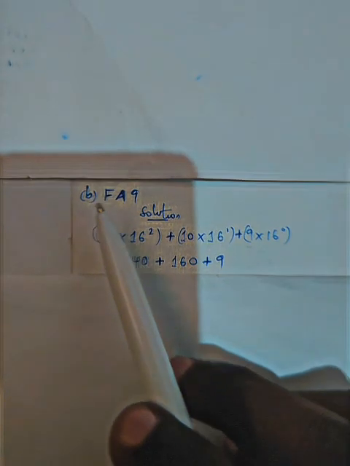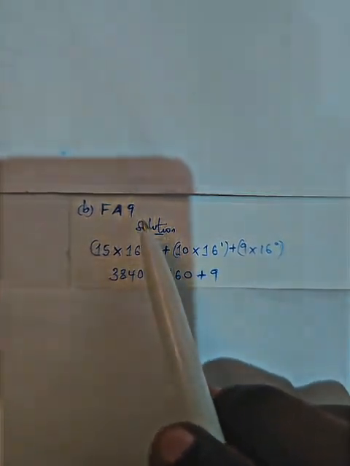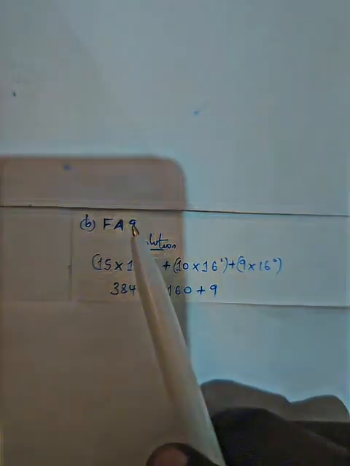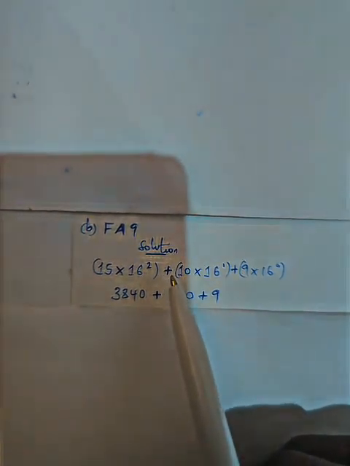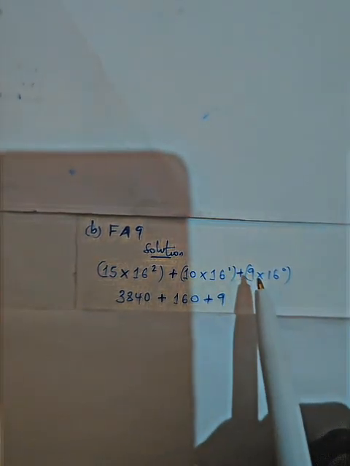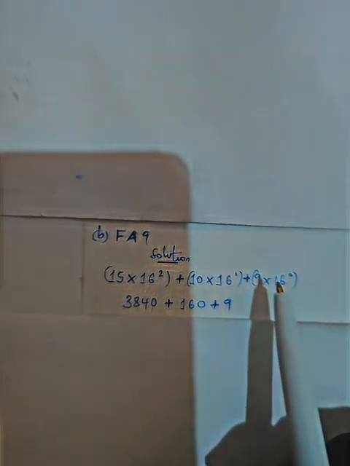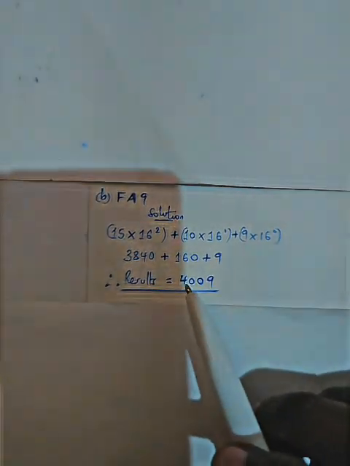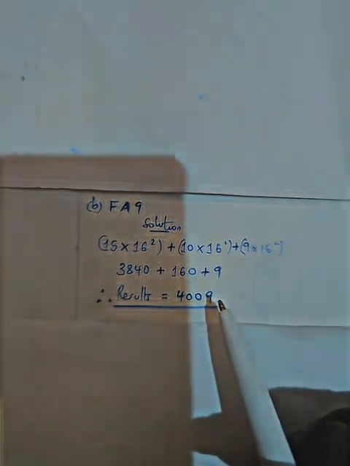Question 4b. Hexadecimal FA9. Solution. F represents 15, so 15 times 16 power 2 plus, this is power 2 because this is power 0, this is power 1, this is power 2. Therefore 15 times 16 power 2 plus 10, A represents 10, times 16 power 1 plus 9, 9 times 16 power 0. Because this will become 3840 plus 160 plus 9. When adding, the result total became 4009.